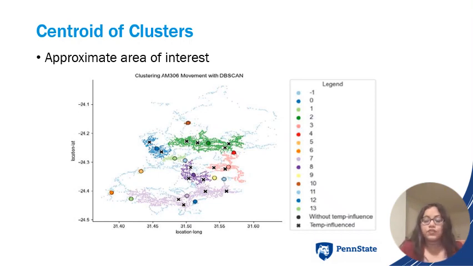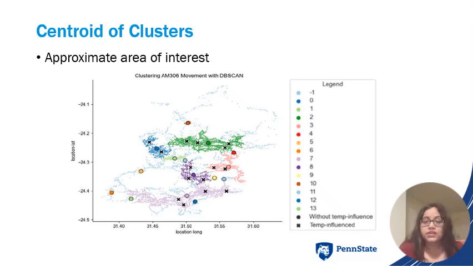The centroid of a cluster represents a geometric center or average location of all points within that cluster. So by identifying the centroid, we pinpoint the approximate area where elephants exhibit significant activity or interest, providing insights into the key habitats or resources.